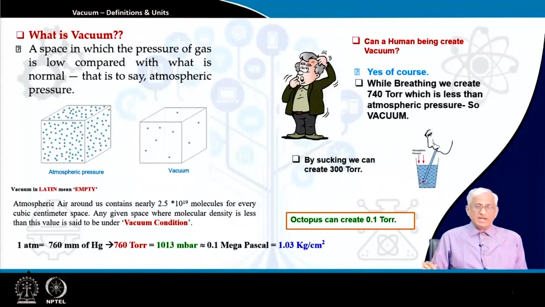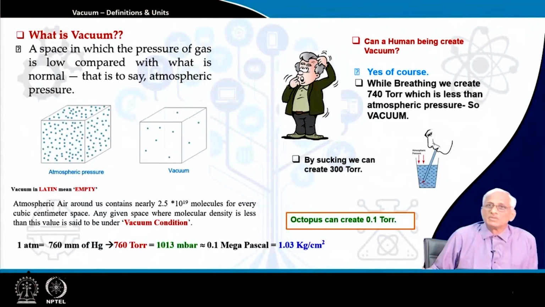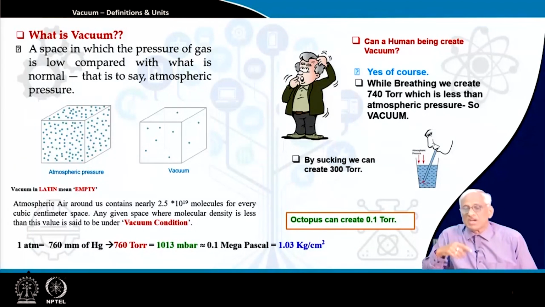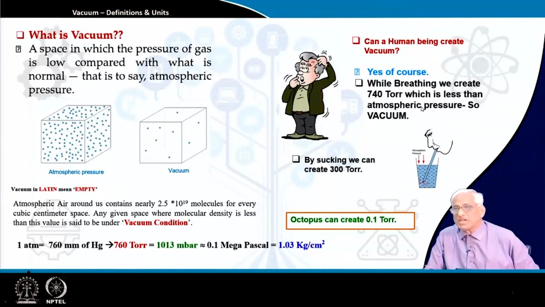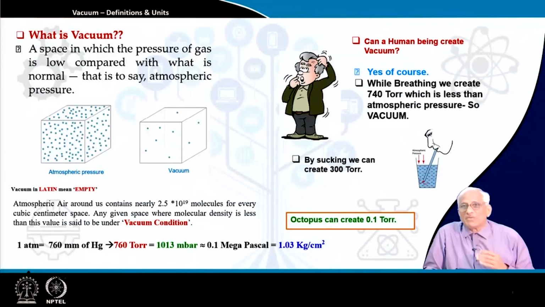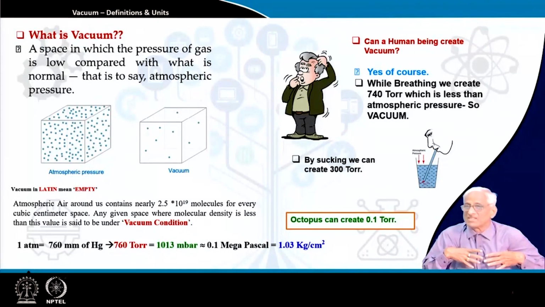Just on the lighter side, is vacuum new to us? No. Human beings are continuously creating vacuum, otherwise we will die. If we do not create a subatmospheric pressure of 740 torr, with 760 torr being the outside atmosphere, that 20 torr vacuum we are creating, then air does not go in. And for it to happen, you have a natural vacuum pump here in the lungs.